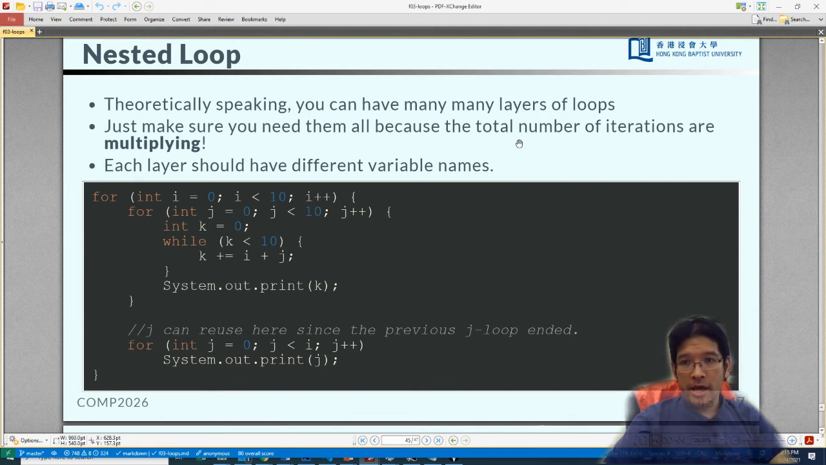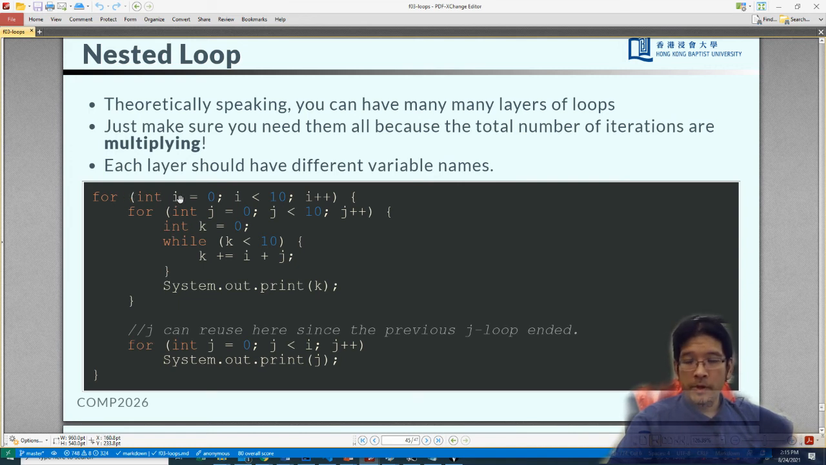Each layer should have different variable names when you have different variables. So here we can see the example. Now, there's no particular meaning for this loop, okay? It's only mixing several variables together. And we can mix different for loops and while loops together. They are totally fine. But for each of the loops, if you are using a counter, make sure those variables are independent and those counters are not the same.